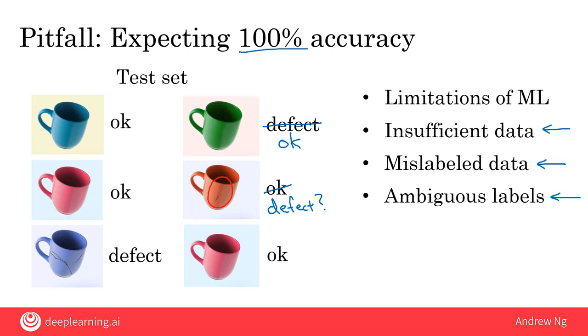So I would urge you to discuss with your AI engineers what is a reasonable level of accuracy to try to accomplish, and then try to find something that passes both technical diligence as well as business diligence without necessarily needing 100% accuracy.